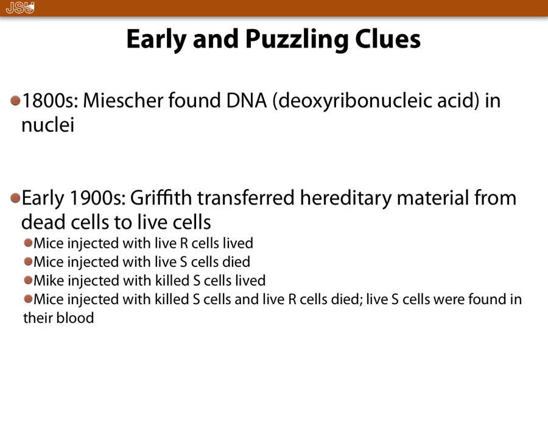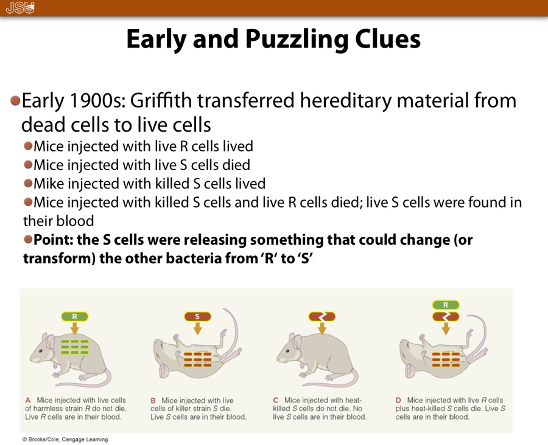Now let's start this off with Miescher, 1800s, who found DNA in the nuclei. Good. The first important thing here is 1900s, Griffith's experiments. What Griffith did was show that there was some type of molecule of heredity. He didn't know it was DNA, didn't know it was RNA, didn't know it was protein, didn't know anything about it. He just was able to show that there is a molecule of heredity that was moving around.